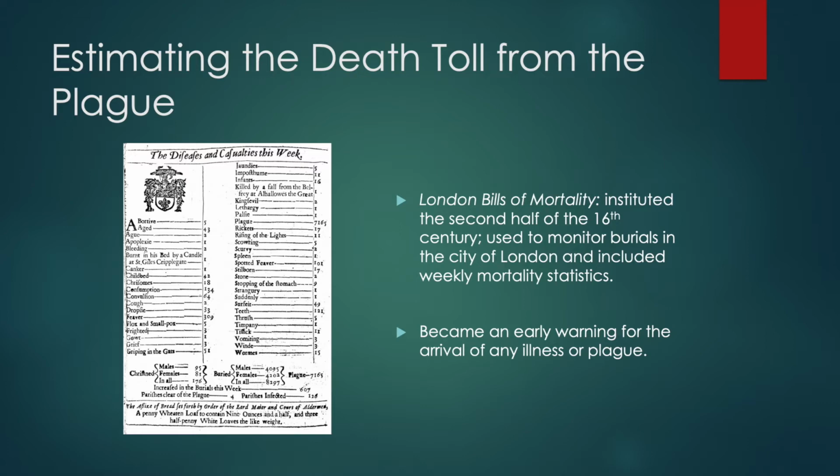This image on the left is from the London Bills of Mortality, and it was instituted in the second half of the 16th century, and it was used to monitor burials in the city of London. And it kind of became this weekly mortality statistic. Of the 8,297 people buried this week, 7,165 of the deaths were attributed to the plague, and that's about 86% of the deaths.